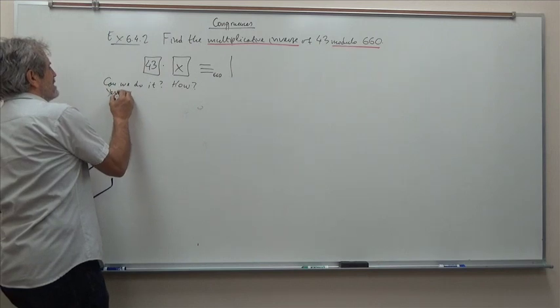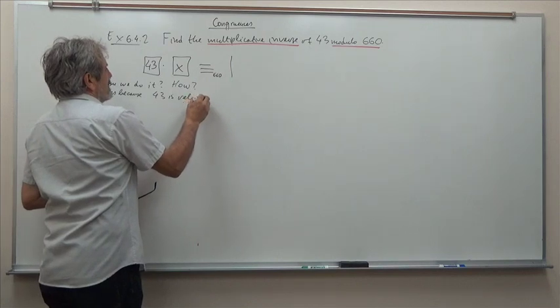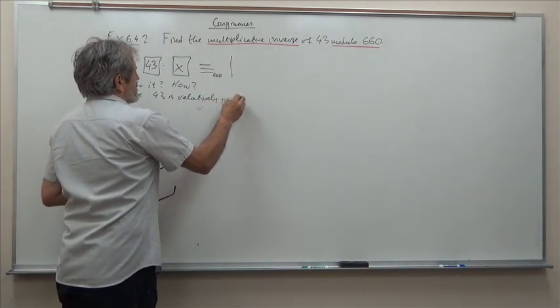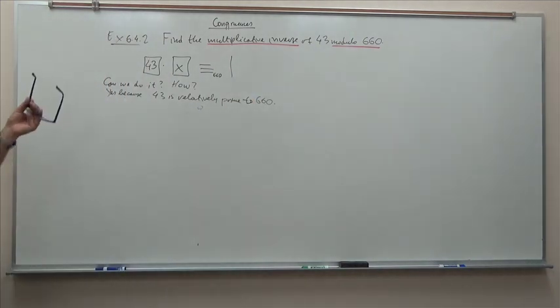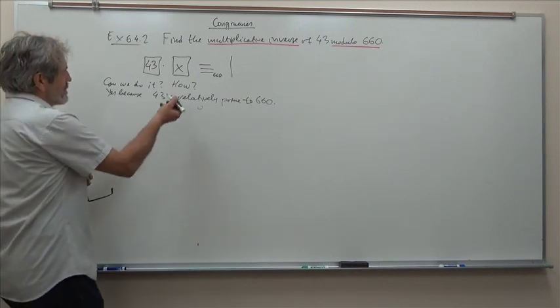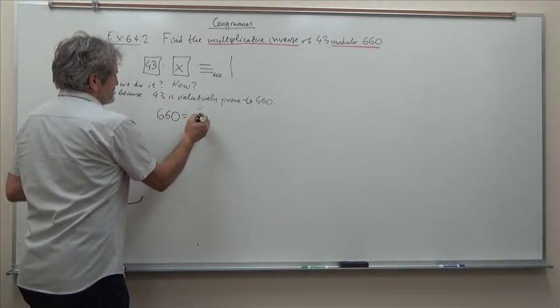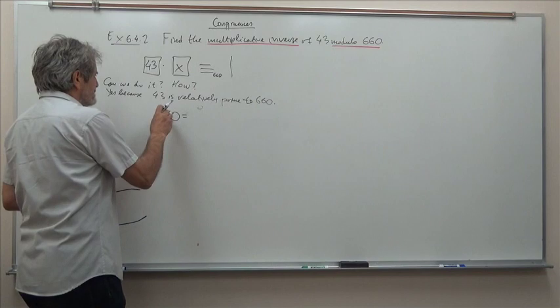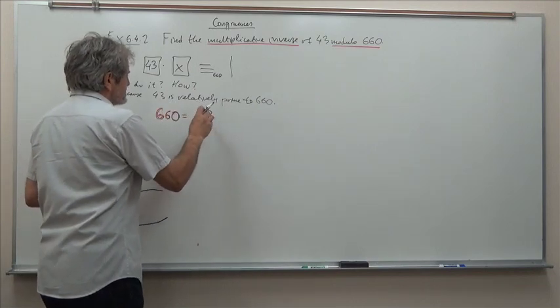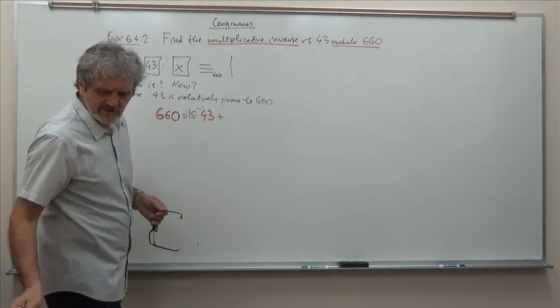The first answer is yes, because 43 is relatively prime to 660. That's easy to see. Now we'll use the construction from a minute ago and do the Euclidean algorithm. So 660 equals 43, let me do that in red, 660 is like a vector, equals, I divide 660 by 43, I get 15, and I get remainder 15.